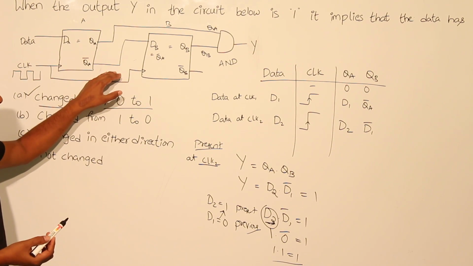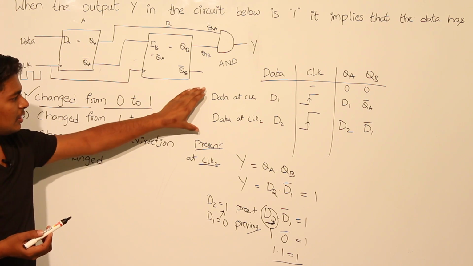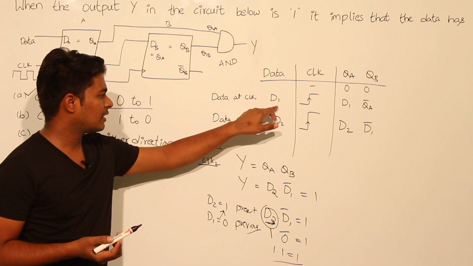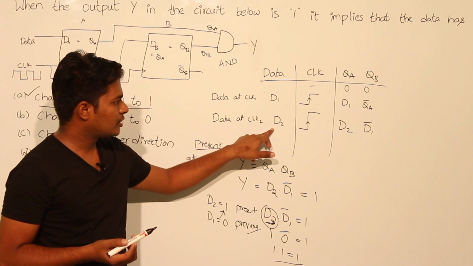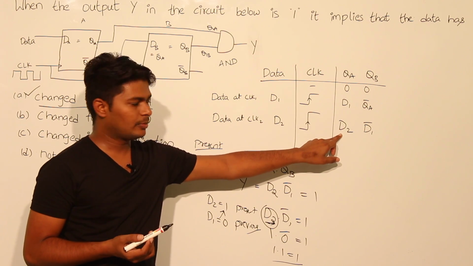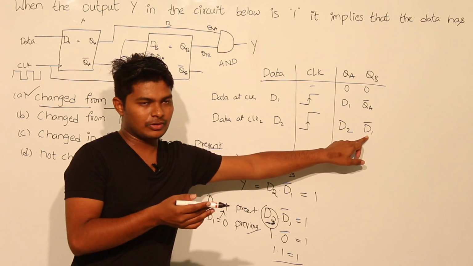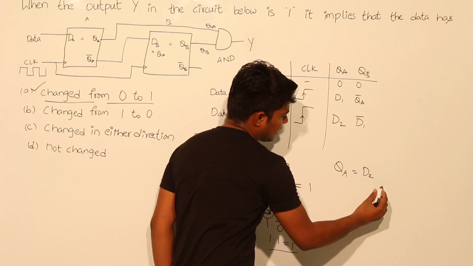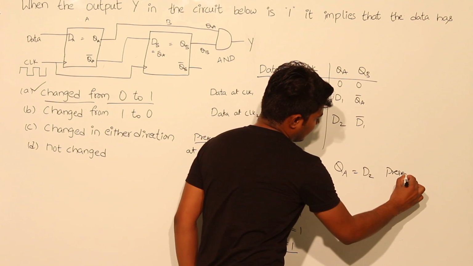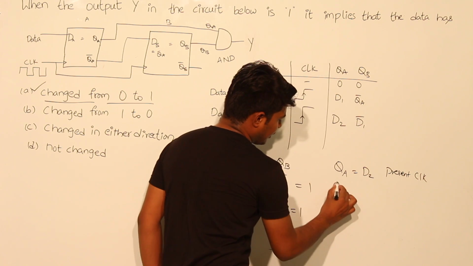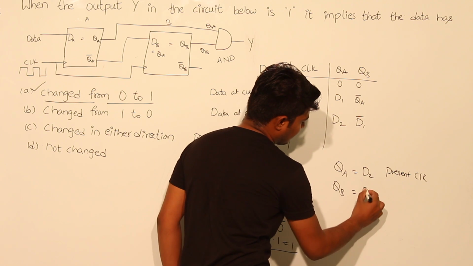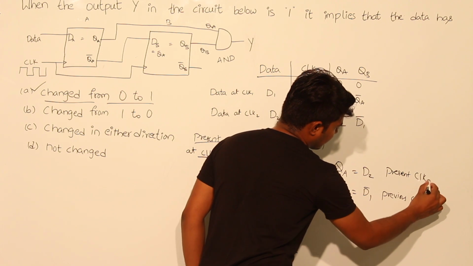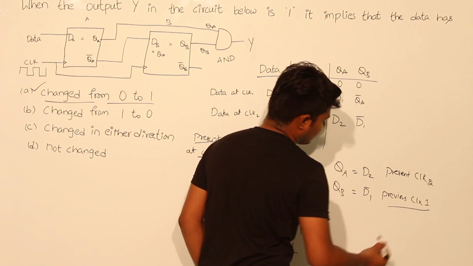So you need to observe the diagram carefully and tabulate this column such that first you apply at clock 1 the data D1, then at clock 2 the data D2. For QA it will be the present input, and for QB it is the previous input, complemented. Now QA equals D2, that is the data at the present clock, and QB is nothing but D1 bar, that is the previous clock. Here it is at clock 2, it is at clock 1. So you should remember this.